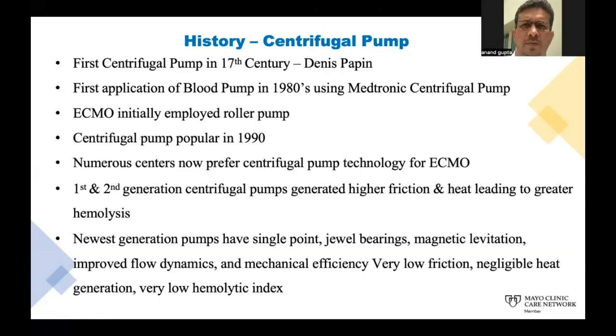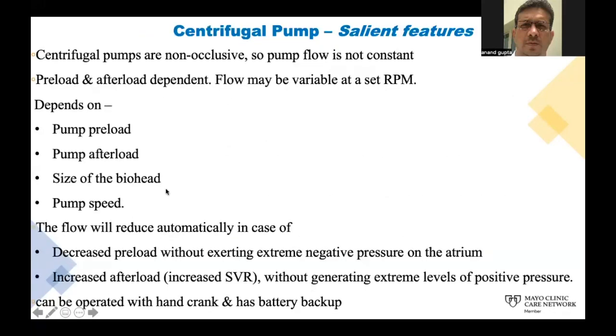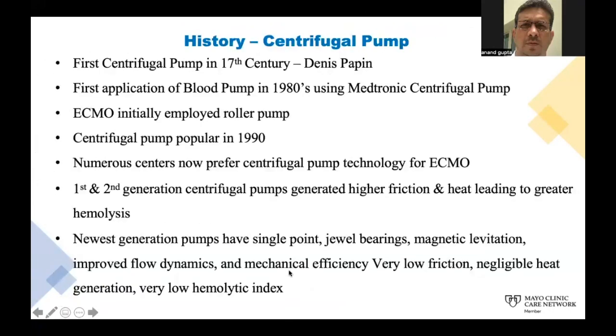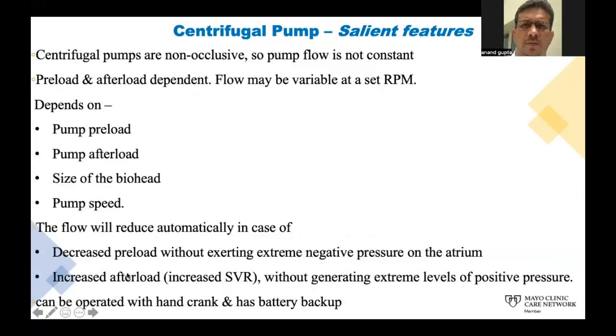ECMO initially employed the roller pump, but after that the centrifugal pump became more popular. Numerous centers now prefer centrifugal pump technology for ECMO. First and second generation centrifugal pumps generate higher friction and heat, leading to greater hemolysis. Newest generation pumps have a single point joint bearing, magnetic levitation, improved flow dynamics and mechanical efficiency, very low friction, negligible heat generation, so a very low hemolytic index. So there are fewer chances of hemolysis.